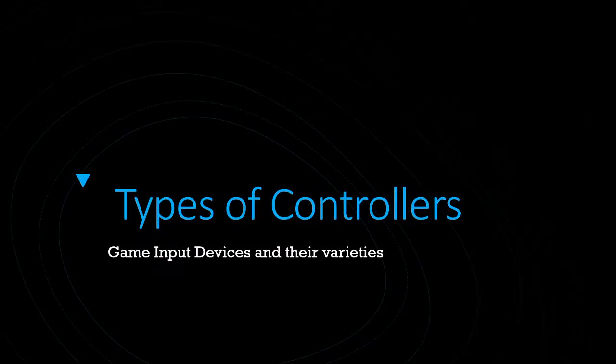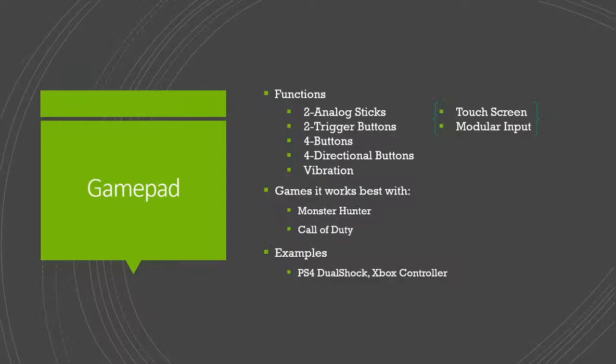All right, so types of game controllers. We have the gamepad. Some of the functions it has: two analog sticks, two trigger buttons, four tactile buttons, and four directional buttons. I separated the four face buttons and the four directional buttons because the directional buttons never really get associated with the face buttons, but that is totally okay.